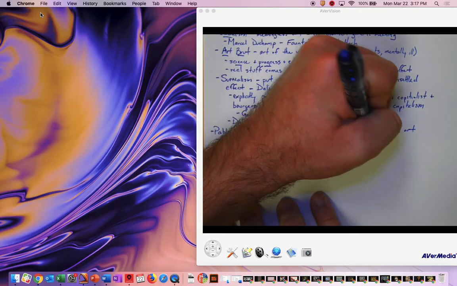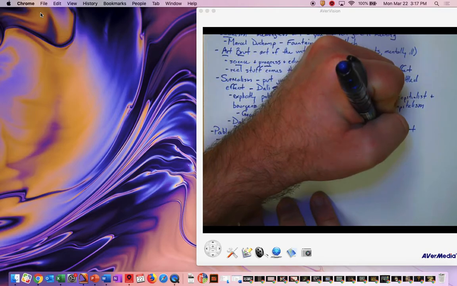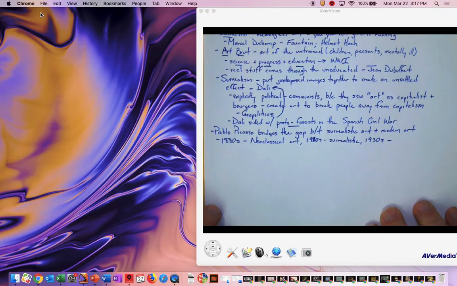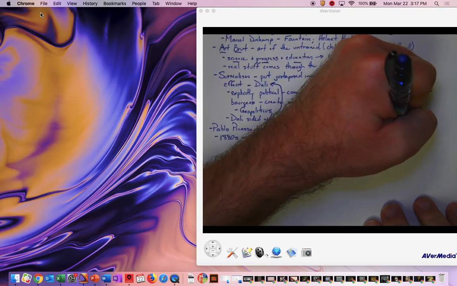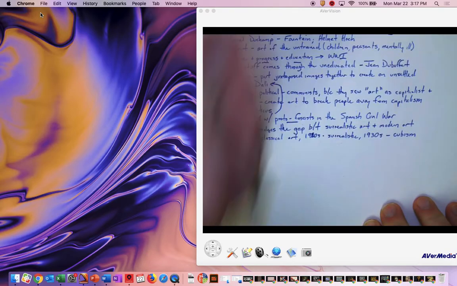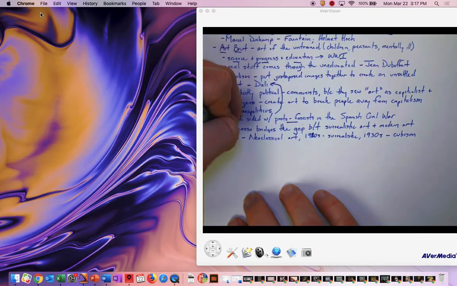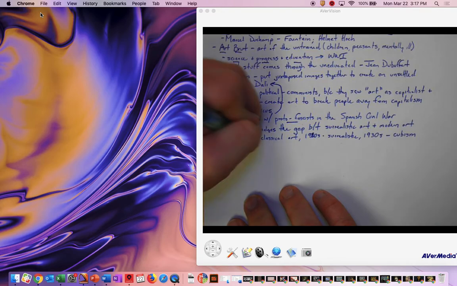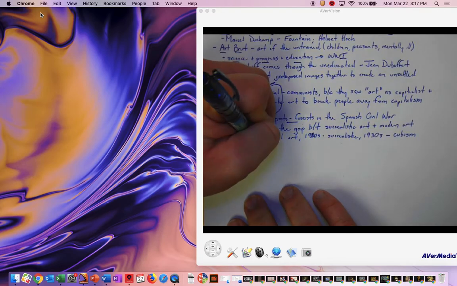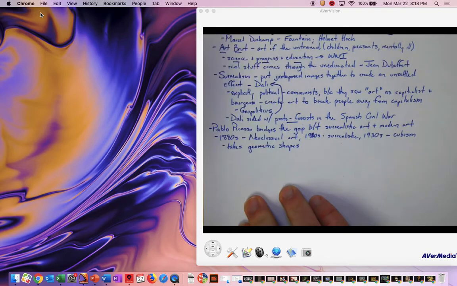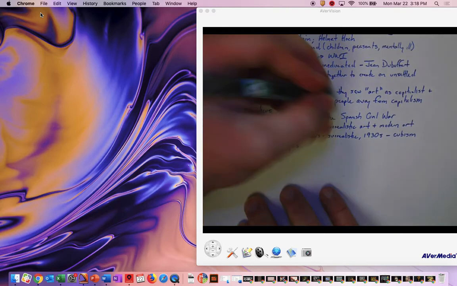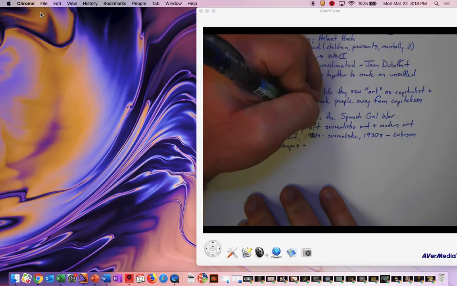And then as we get into the 1930s, he's going to be one of the founders of a type of art called Cubism. Now, what Cubism does is it takes geometric shapes, and instead of incorporating them into the painting like Cézanne did, it just keeps the shapes.